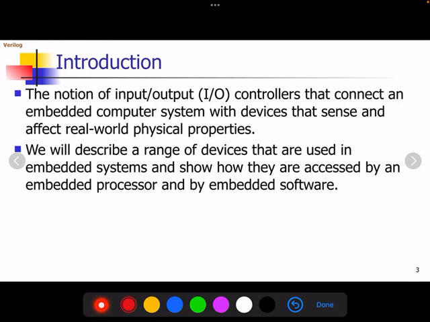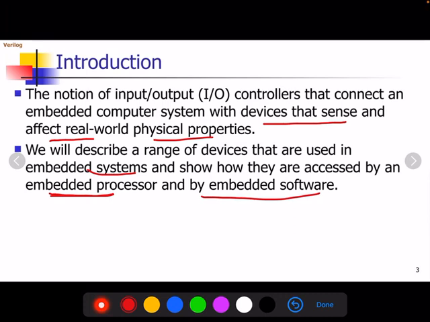Coming to the introduction of I/O controllers or I/O devices: input output controllers can connect the system, and they are able to sense and affect real world physical properties. That is what I/O devices are used for. There are multiple devices available in embedded systems which can be accessed by the embedded processor. Once we connect an input or output device, it has to be accessed by the embedded processor as well as by the embedded software. We are going to understand that process.